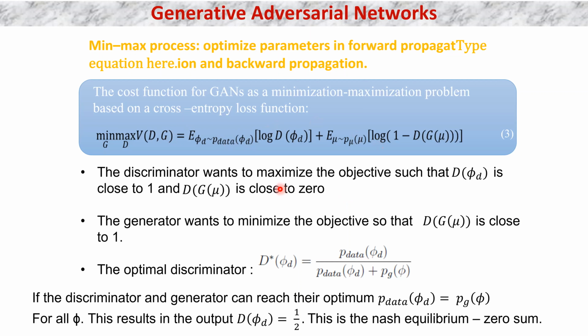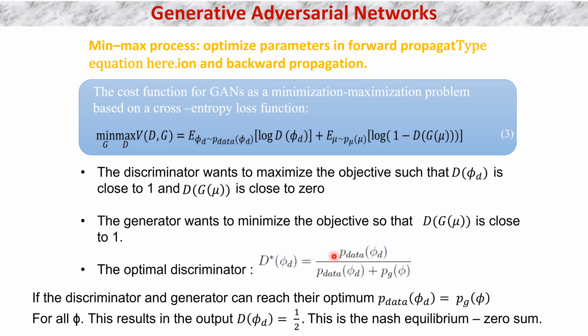The discriminator wants the maximum of the loss function, so the output from the discriminator for real data will be close to one, and this will be close to zero. And the generator wants the minimum of the function, so this will be close to one. And then you have the balance. For the optimal discriminator, the output should look like this.